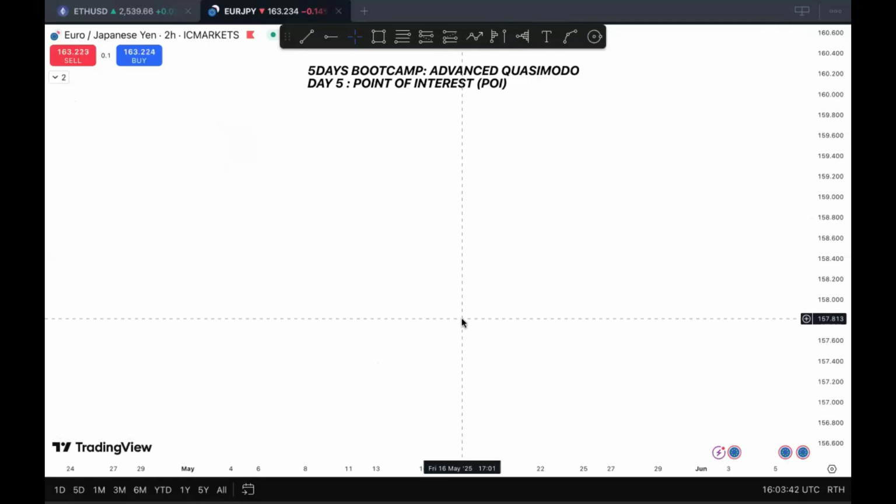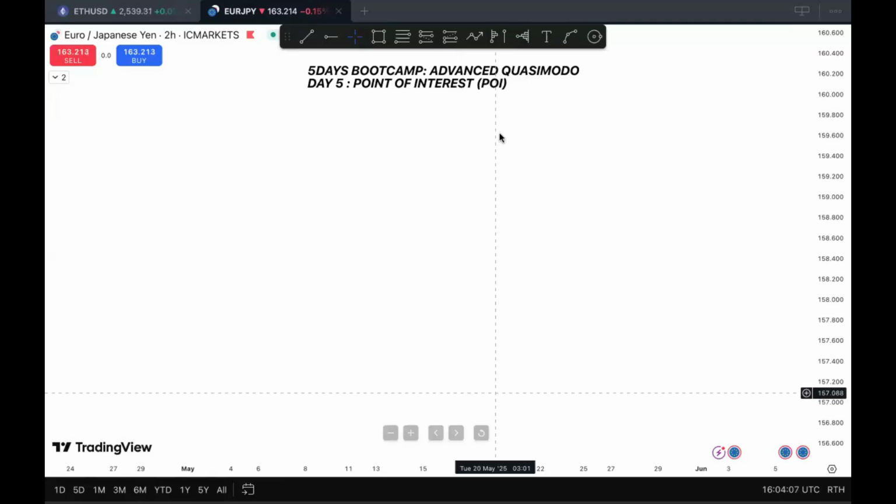Point of interest, abbreviated as POI, is the area where traders want to buy or sell. It is the point or the zone where we desire to buy or sell using our structure and strategy, the Advanced Quasimodo.